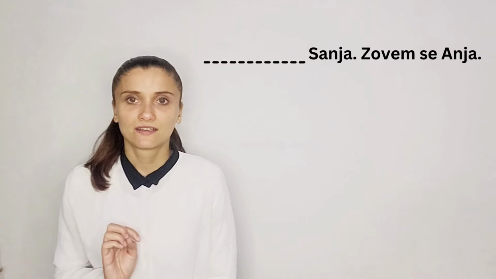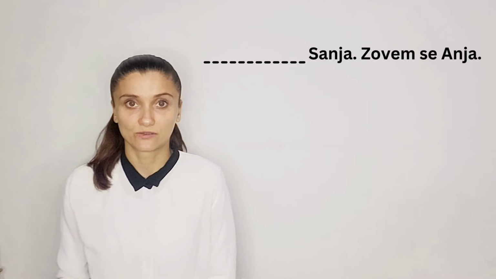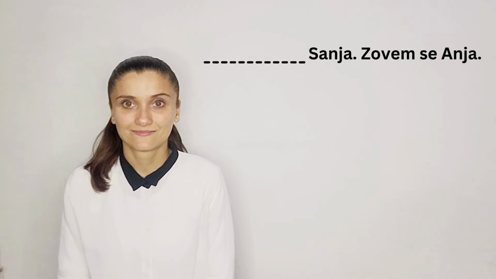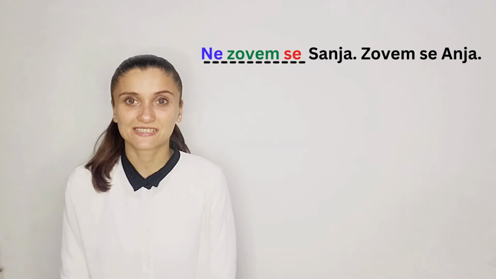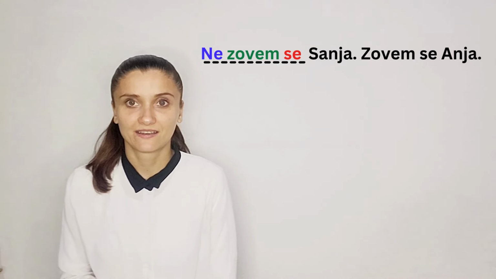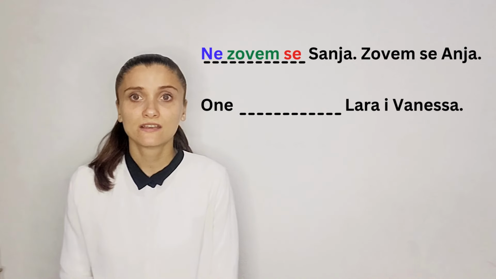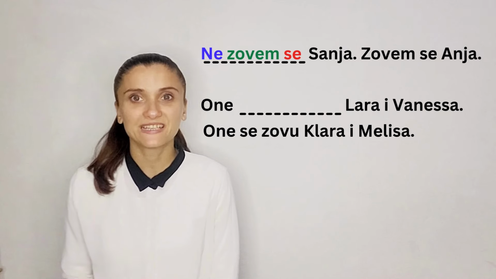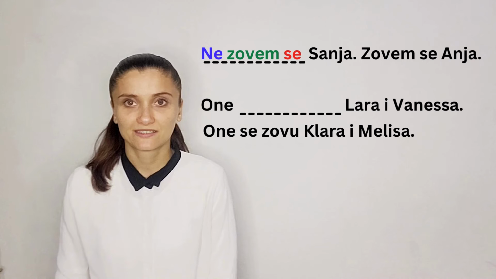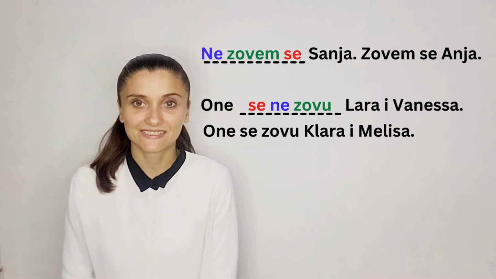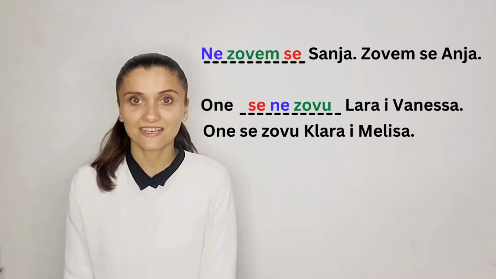So the first one is crta Sanja, zovem se Anja. So the first sentence should be negative. How would you say it? Yes. Ne zovem se Sanja, zovem se Anja. Let's see the other one. One crta Lara i Vanessa, one se zovu Clara i Melissa. How would you solve it? Yes. One se ne zovu Lara i Vanessa, one se zovu Clara i Melissa.